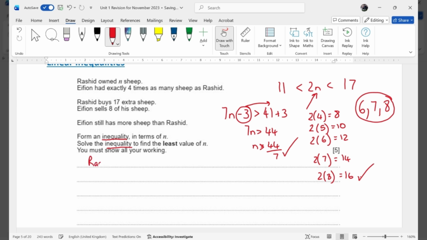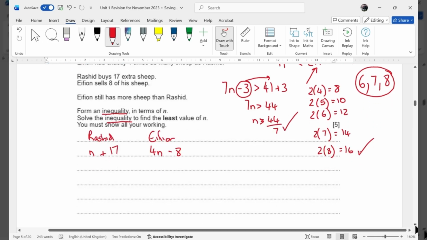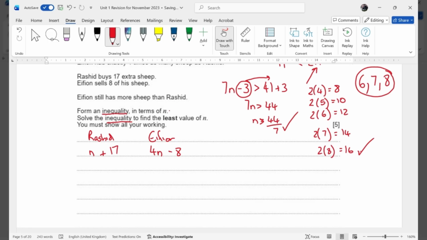In this wordy one, we need to list our people. So we've got Rashid and Ivion. Rashid has n sheep, and Ivion has 4 times as many. Rashid buys 17 more sheep, but Ivion loses or sells 8 of his sheep, okay? Now, I'm going to slightly change this because somebody did this the other day and I thought, that probably makes it easier. I would say Ivion has more sheep than Rashid. I would put the person who has the most on the left. So if Ivion has the most, I would put him first. Whoever has the most goes on the left, and then you can write is greater than.